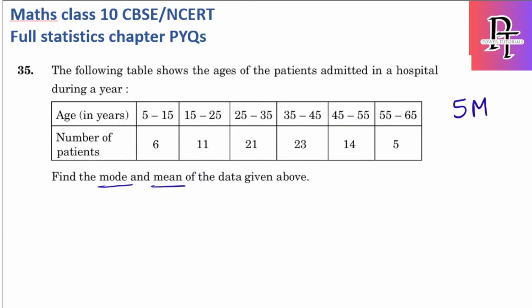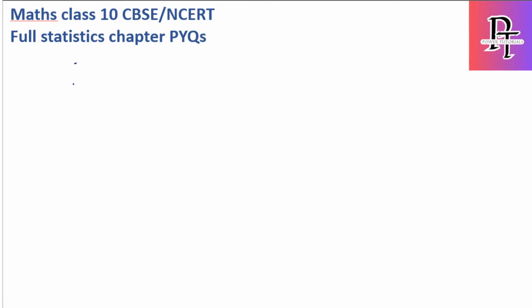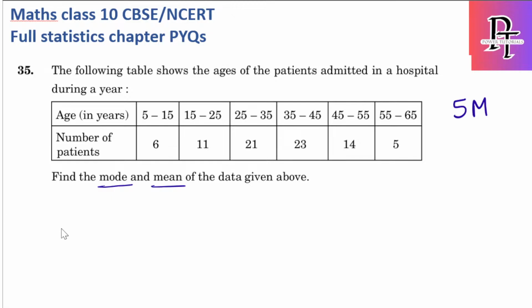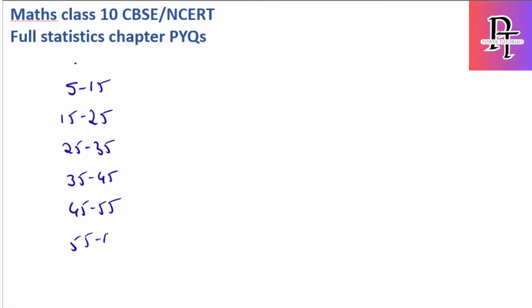So let's write the table again. You can write it down now: 5 to 15, 15 to 25, 25 to 35, 35 to 45, 45 to 55. What is the last value? Till 65. Okay, 55 to 65. So let the xi values first be 10, 20, 30, 40, 50 and 60.